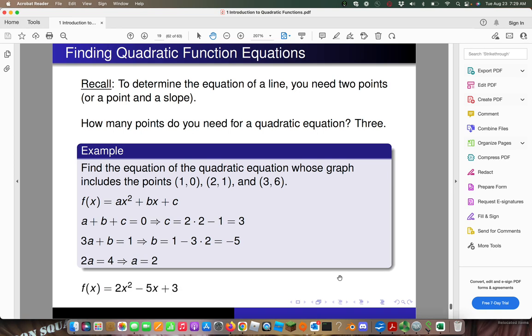Now we can just plug those into our function. When we plug in a equals 2, we get 2x squared. b equals negative 5 gives us a negative 5x. And c equals 3 gives us a plus 3. So we get 2x squared minus 5x plus 3.